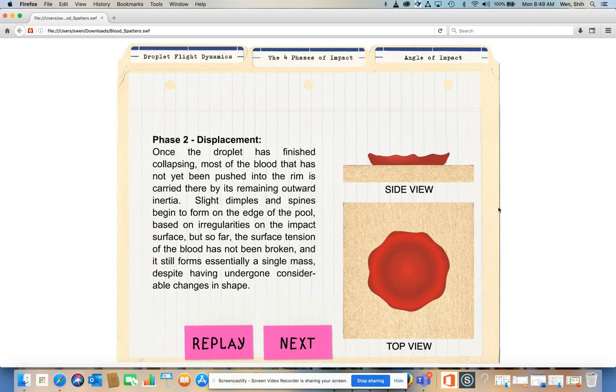Now, once it hits that surface, what happens to the blood in terms of the force exerted at that particular point? So you can see that there is a shape that forms on that top view, but also notice on the side view where we have a little bit of this irregular pattern that forms because of the momentum that is being exerted on that blood droplet. So I'll go ahead and let you read that.